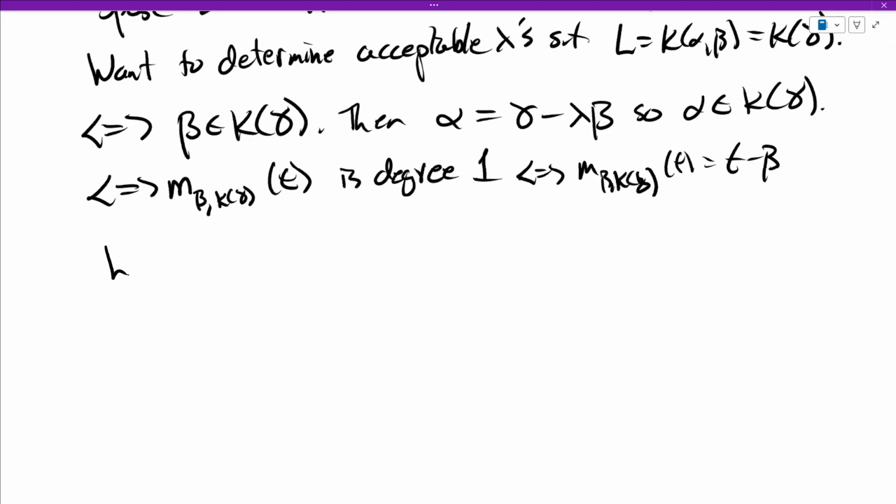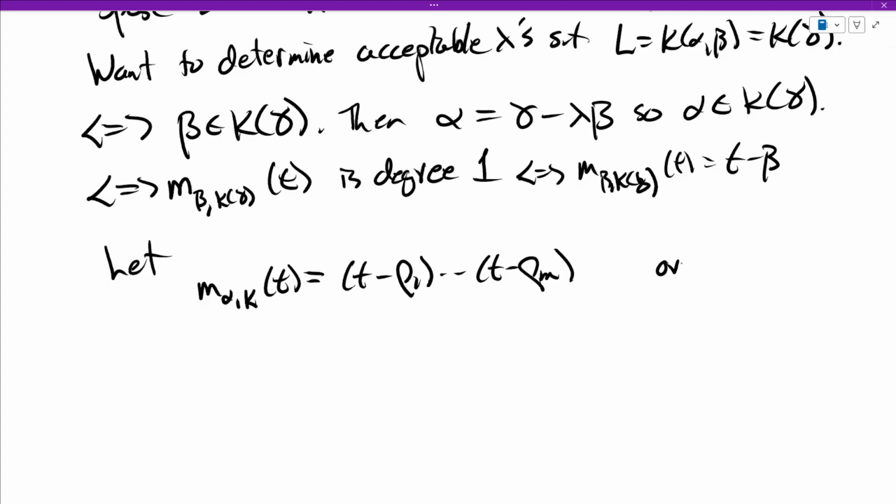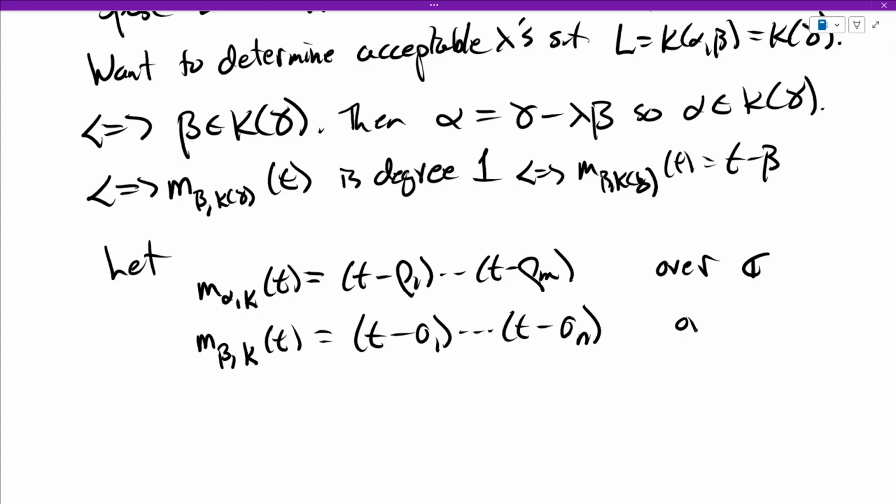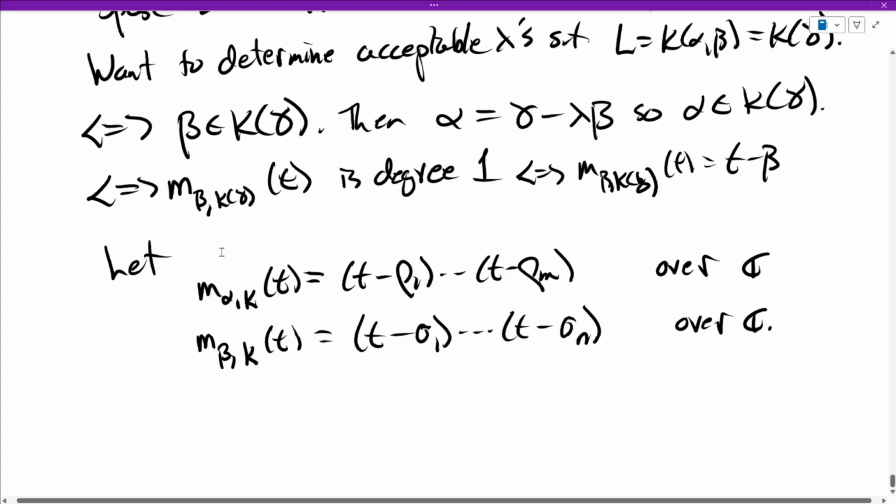All right, so let m alpha over k, the base field, be the minimal polynomial of alpha over k, and we're going to factor it over C. So it factors as a product of some roots. This is over C, not over k. Of course, the minimal polynomial over k is irreducible. So this is a factoring over C. And we're going to look at the minimal polynomial of beta, not over k adjoin gamma, but over k. And that's (t minus sigma 1) all the way up to (t minus sigma n). And this, of course, is a factoring over C. So we have these minimal polynomials, and then we look at their factoring.